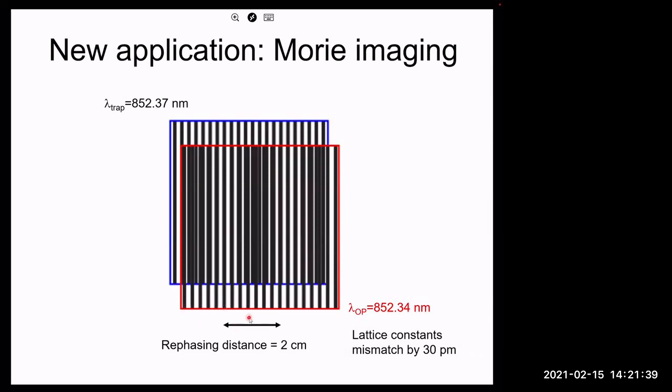In this case, we need to offset the two gratings by as long as 2 centimeters in order to rephase. So suddenly we're creating a new length scale that is macroscopic, and that's something we can control just by fine tuning the wavelengths of the laser at the 10 picometer scale.